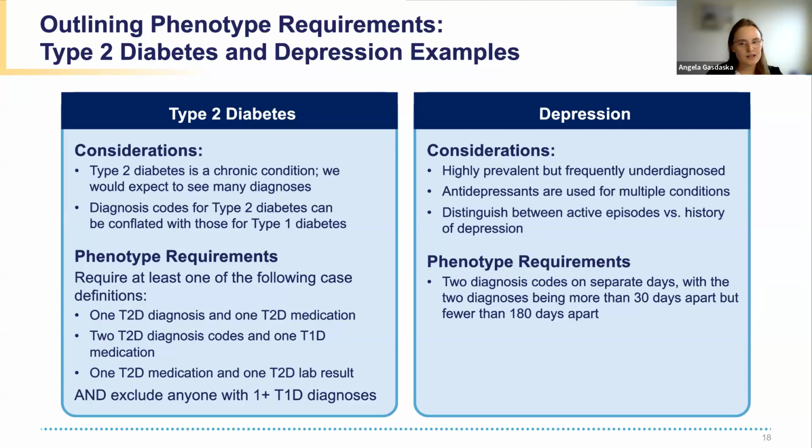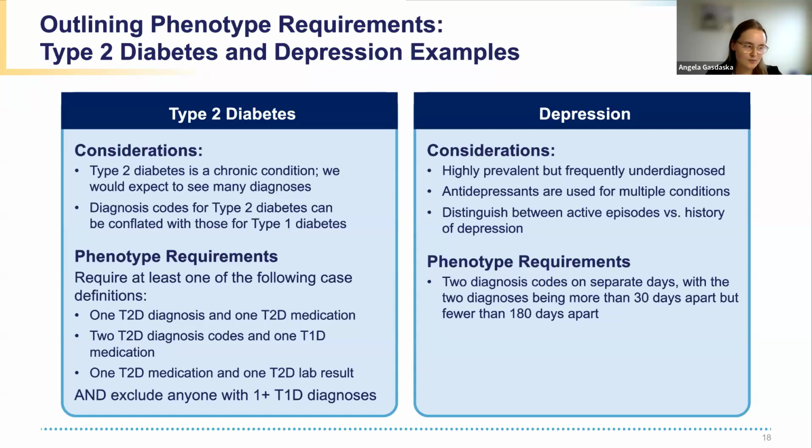In addition to that, we want to keep in mind that this is a chronic condition, so we'd expect to see a lot of evidence for it over time. And we also want to make sure we're looking at conflation. So type 2 can sometimes be conflated with type 1 or be misbilled with a type 1 code, so we want to be careful about that as well. So with keeping that in mind, we decided to go with a definition that includes alternative pathways or case definitions.